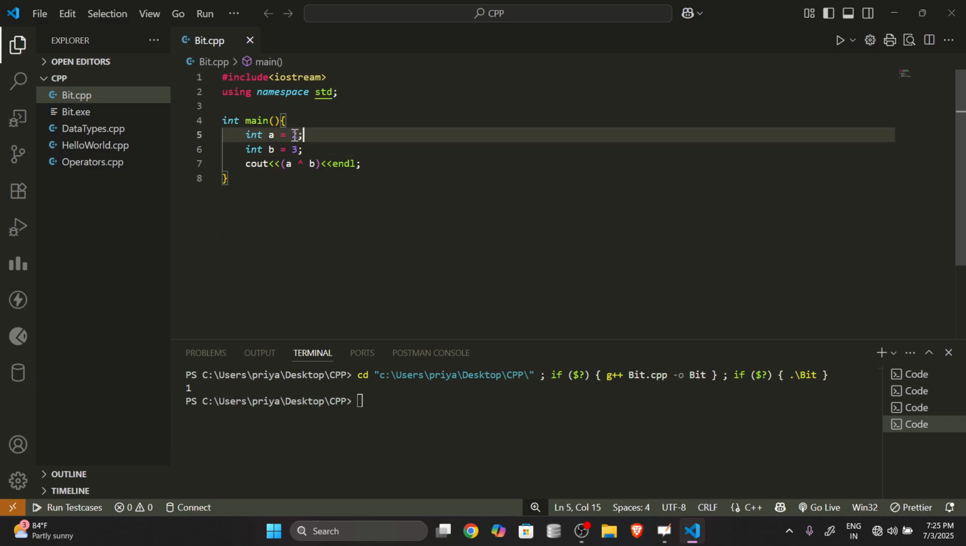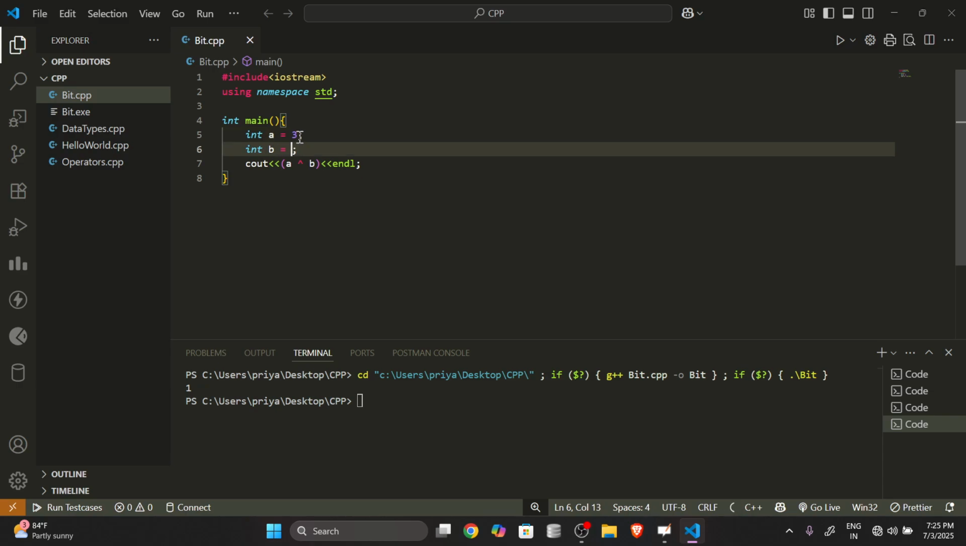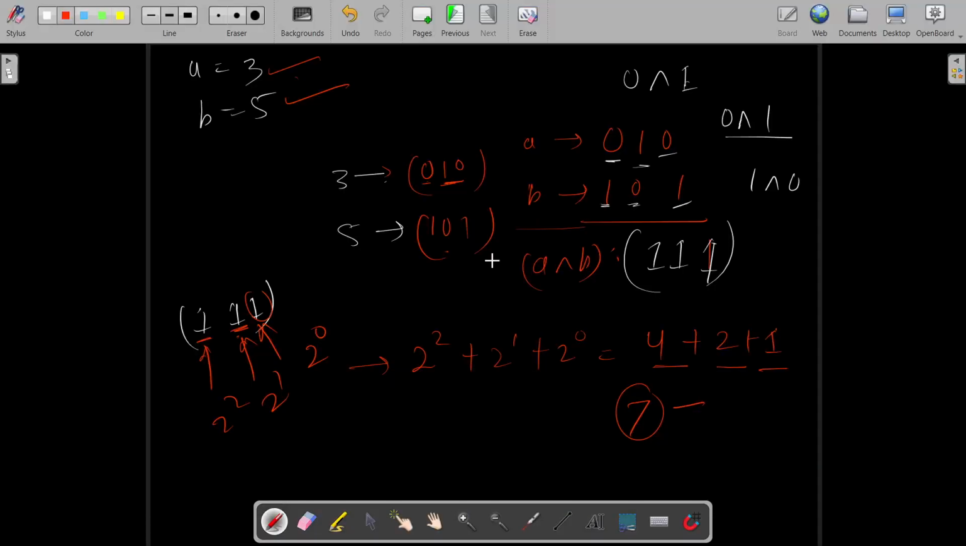Let's take the value of A as 3, and the value of B as 5. Okay, let's find the bitwise XOR. So the value that we got is 6 actually, and not 7. So again we made a mistake here. So what is the mistake? Let's try to find out.